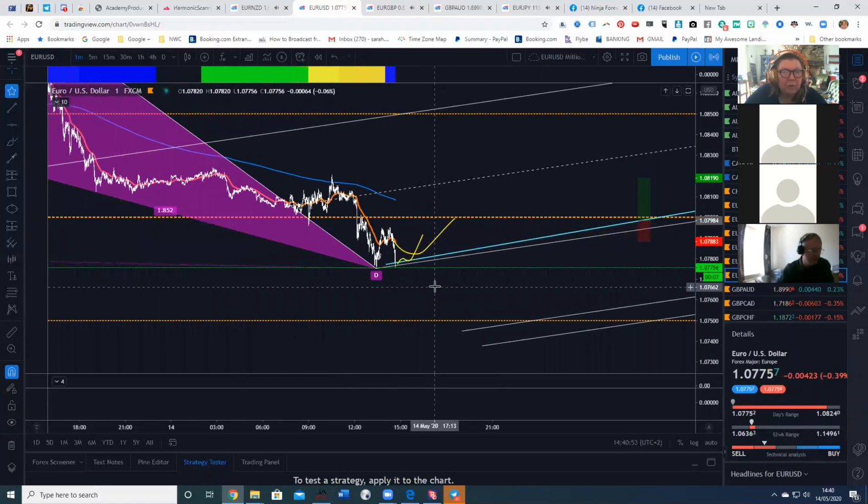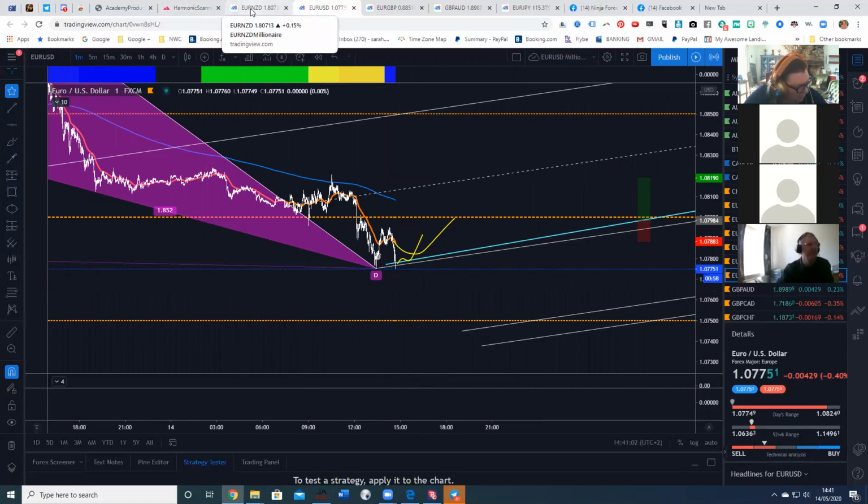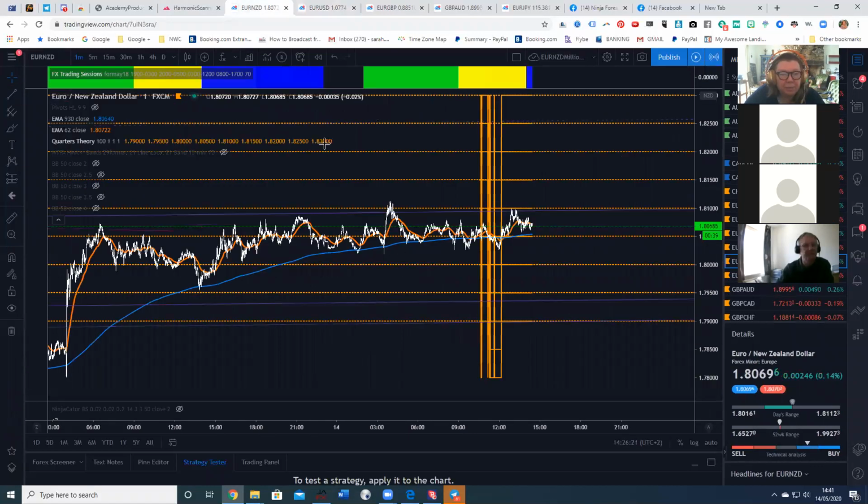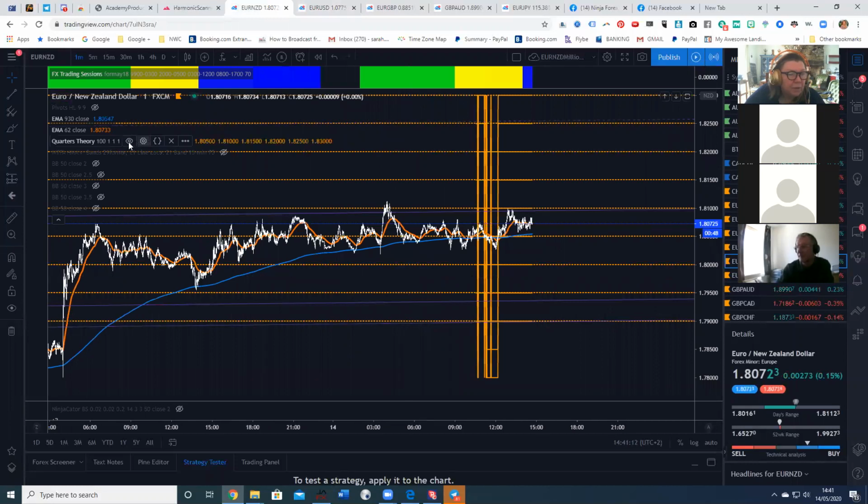So we'll move on and look at something else rather than sit and wait and look for that. Let me just write that down. So that's how to draw it across and set it up to take trades anyway. So Euro NZD, just going to rattle through a few more.